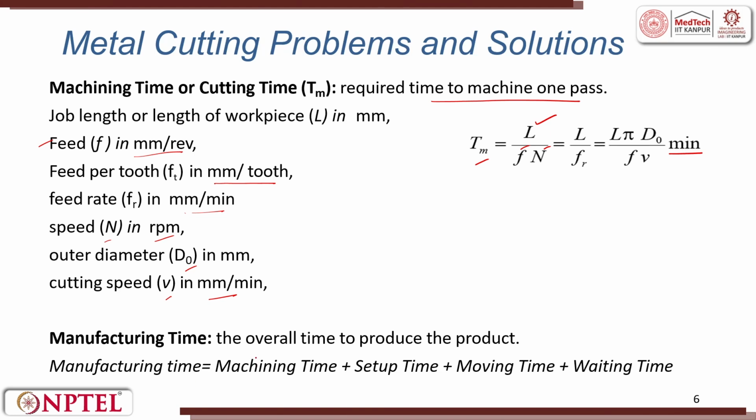Manufacturing time is the overall time to produce the product, that is machining time plus setup time plus moving time plus fitting time. That is a different scenario. We are only trying to talk about the machining time majorly here.